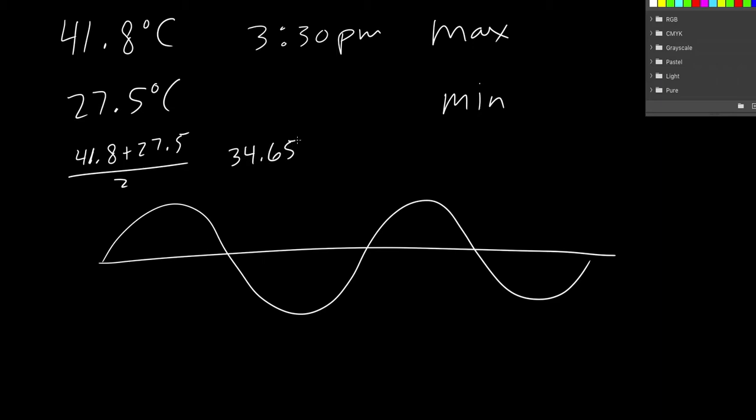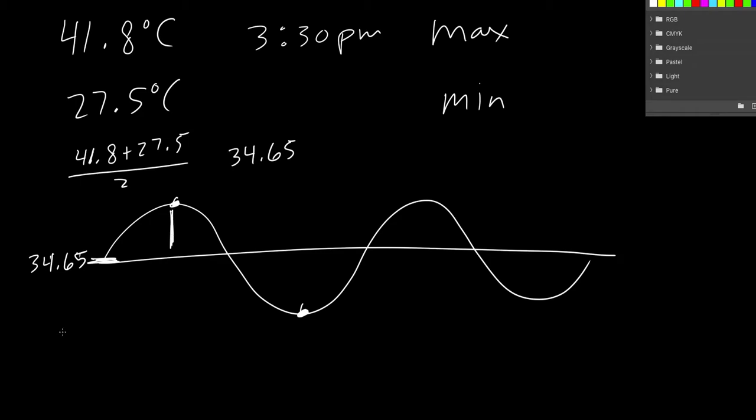34.65. Since I got an exact answer, I'm not going to round to 3 significant figures. Okay, so the middle right here is 34.65. That's what we just found. Now, to find the amplitude, we want to know how much space changed from here to here, and then we just cut it in half, because really we only want the distance from here to here.